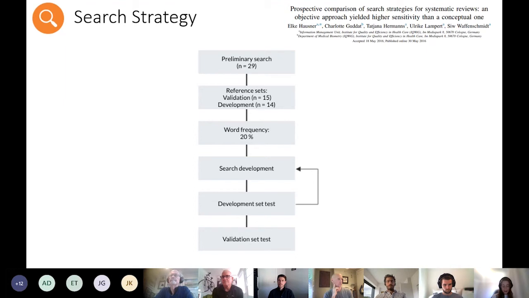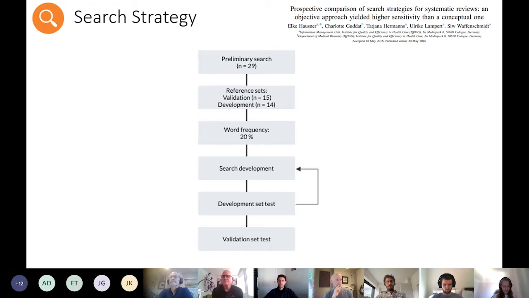I then randomly divided these articles into two sets, a development set and a validation set. The development set was entered into a word frequency software package, and I used words that were in at least 20% of these articles to develop the search strategy. My first draft of the search strategy found 13 out of the 14 articles in the development set. Once the search strategy was able to find all of those articles, I tested it against the validation set, and the final search strategy was able to find all the articles in the validation set.